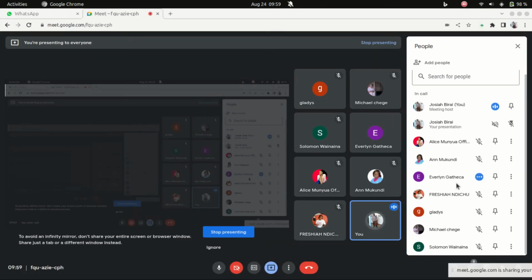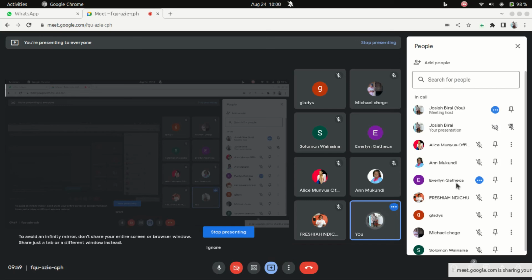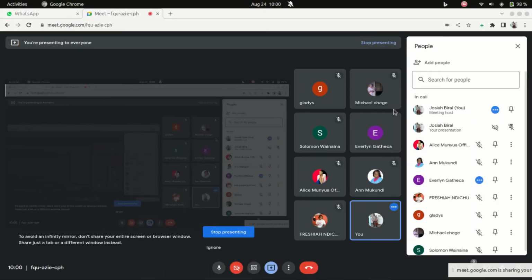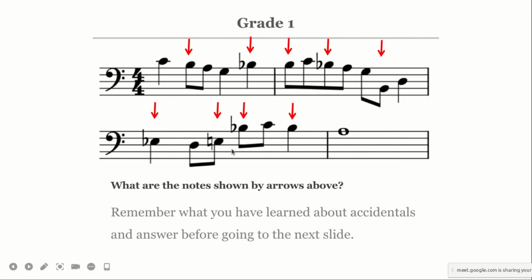Let's see. Alice. Alice, kindly unmute. Unmute. Okay. Because of time, let's just go through this. Alice, are you there?